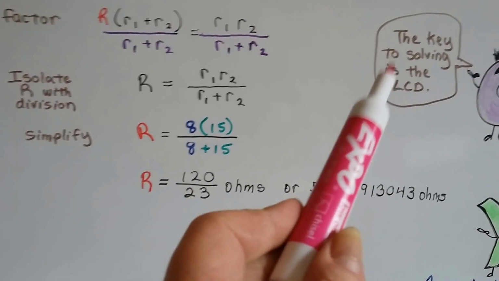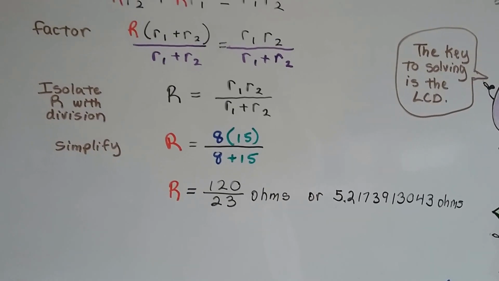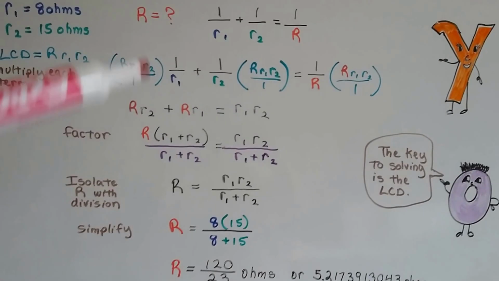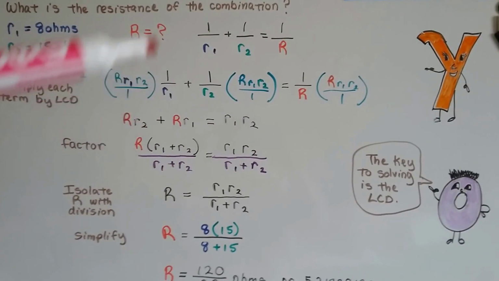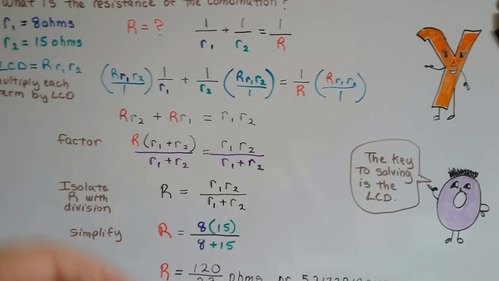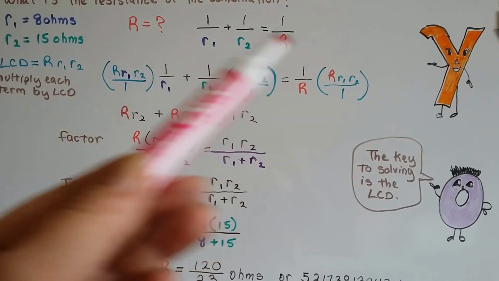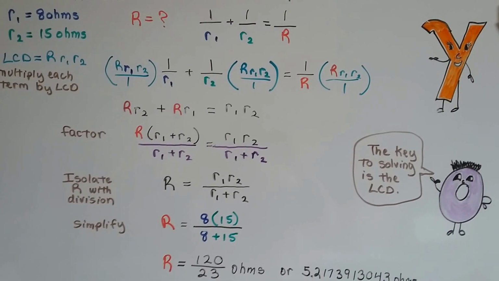So just remember the key to solving is that LCD, that least common denominator, all right? And I know that it's very, very easy to look at this and say, well, I'm just going to add this and this. I'm going to add 1 over 8 plus 1 over 15 to get that answer. But you can't, because you can't do 1/8 plus 1/15. You need to find a common denominator, don't you?